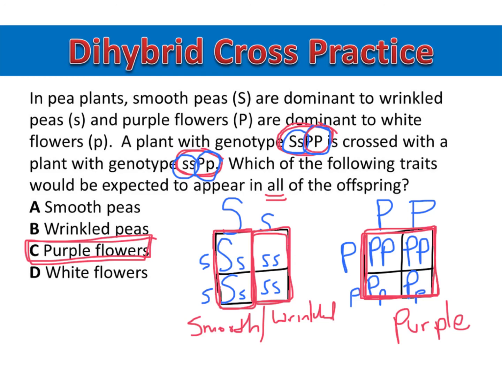And anytime you have one of the parents that is homozygous dominant for a trait, that means that every one of the offspring are going to get a dominant allele, and so that's going to make that trait appear in all of the offspring.